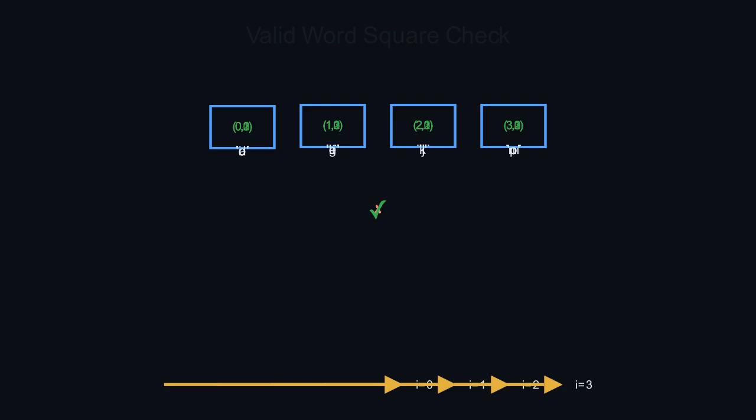Next i equals 1, j runs 2, 3. Compare words[1][2], r, with words[2][1], r. If they differed, we would return false. In the given example, they actually match, because the strings are crafted to be symmetric. Continuing the trace shows every compared pair matches, and the function finally returns true.